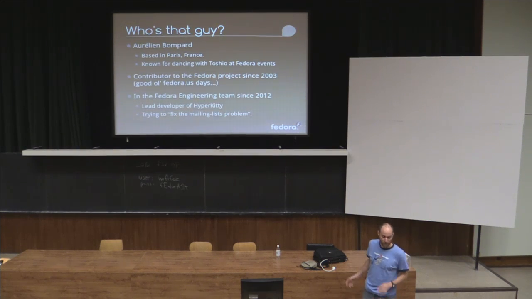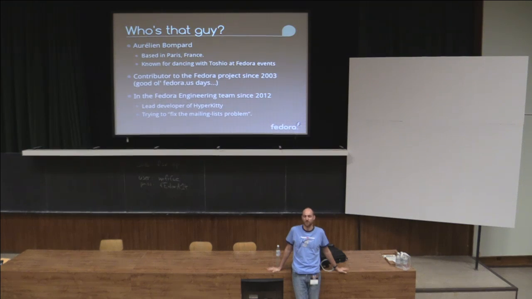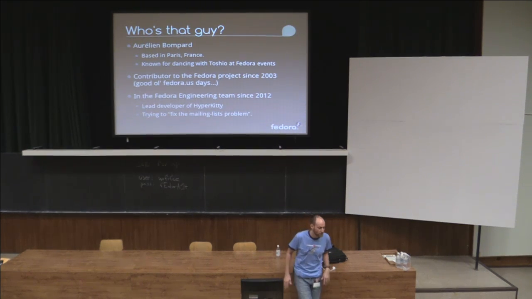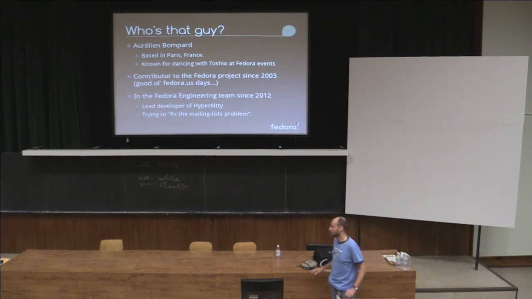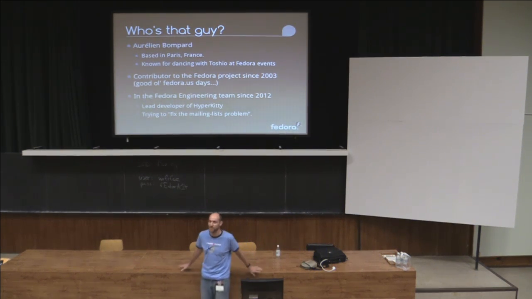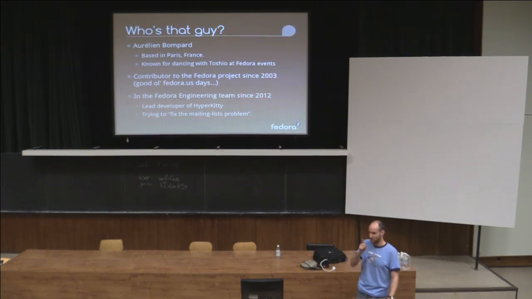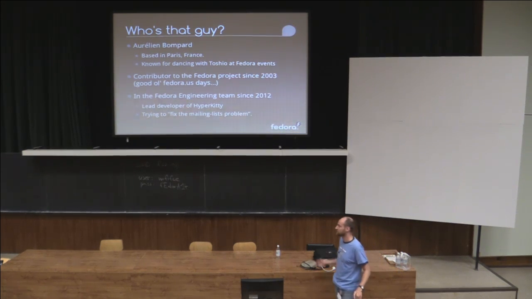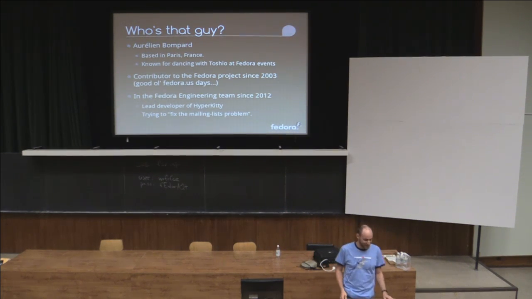First, I'll introduce myself. I'm Aurelien Bompard. It's a name that is kind of hard to pronounce for English speakers, so don't worry about it. Aurelien is fine. I'm based in France. I got my fame for daring to dance with Tosha Terroristas that you probably missed last year if you were not at FLAC, but that's going to be reproducible. And I've been in the Fedora project since its beginning. I mean, since even before it was called Fedora, when it was an add-on for Red Hat 9 at that time. And I'm in the Fedora engineering team since 2 years ago.